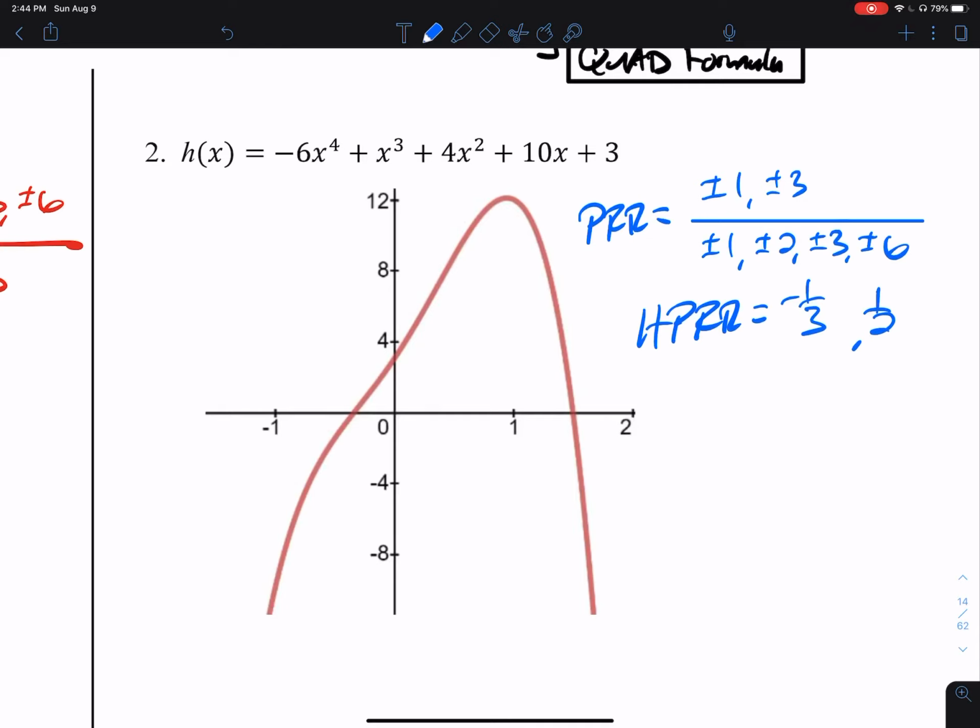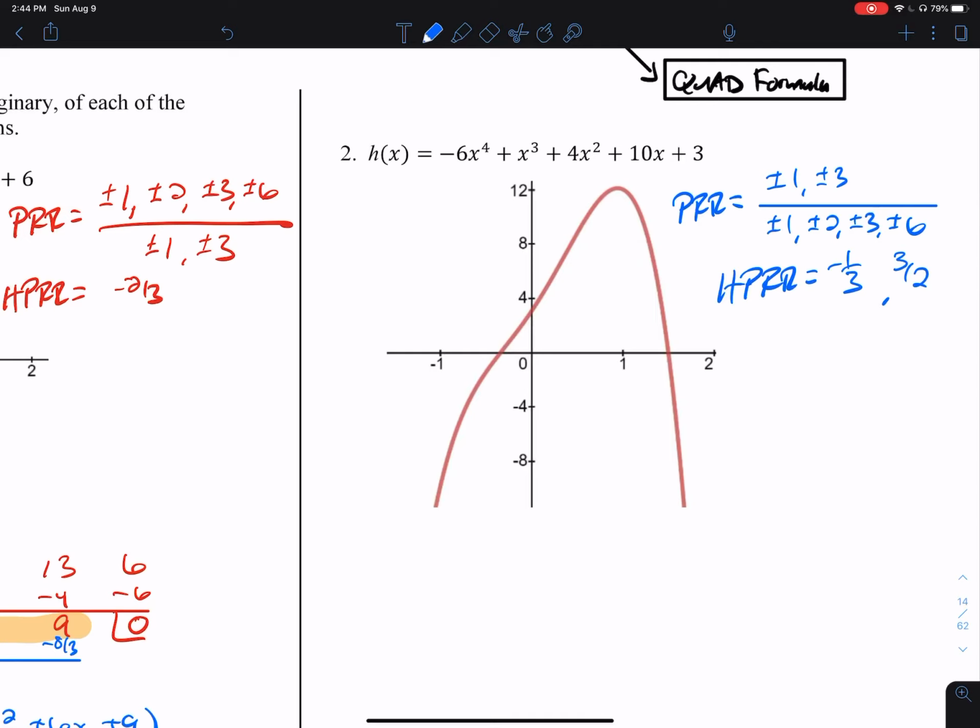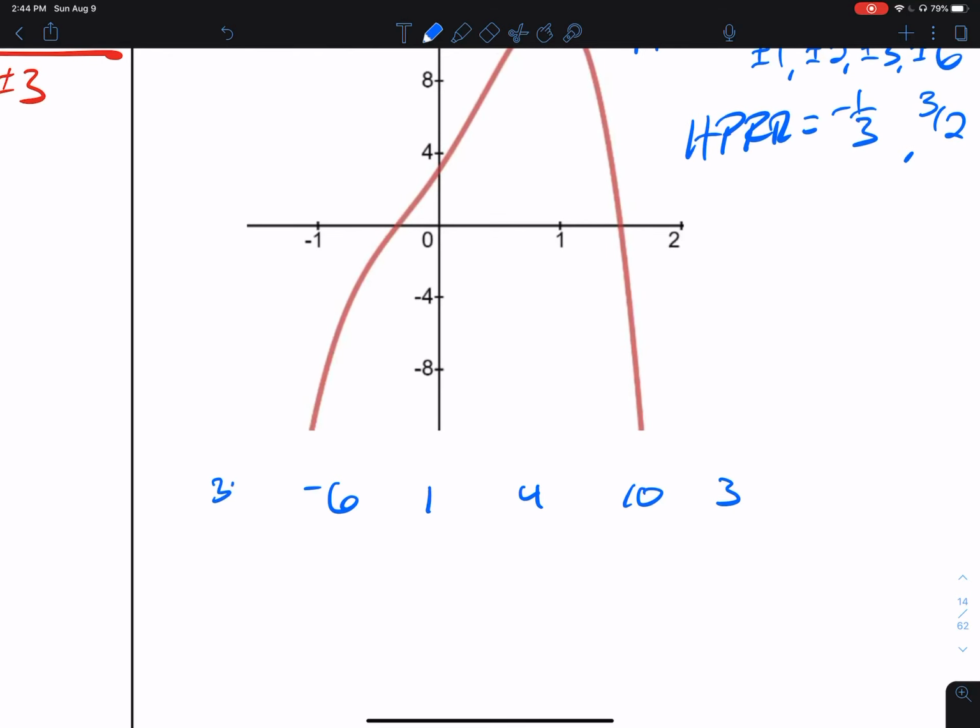I just realized I said 1/2 over here. This is 1/2 times 3, which would be 3/2. That is also an option. So let me change this to 3/2. So -1/3 and 3/2 or 1/2, I think those are likely. So let's divide. Our coefficients are -6, 1, 4, 10, and 3. I'll divide by 3/2 first.